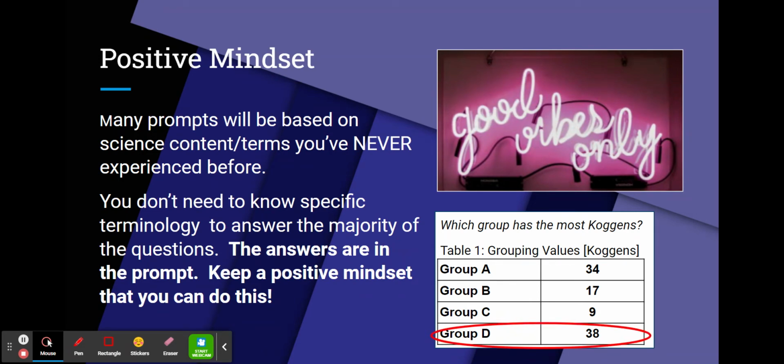So, the answers are in the prompt. Keep a positive mindset and don't let those terms or the content or the graphs, whatever it is, give you any setbacks. You've got this. You can do this.